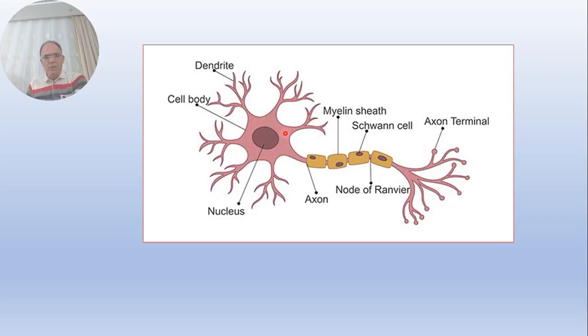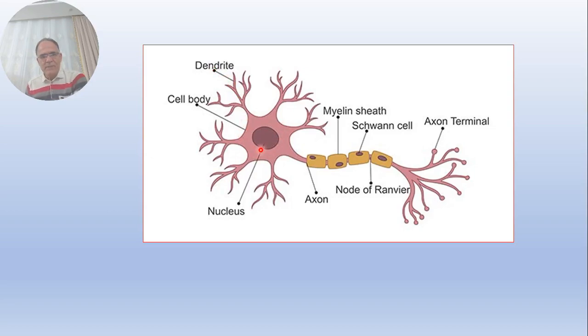From the cell body, or soma, originate two types of extensions. One of them is called a dendrite. Dendrites are usually short and branched extensions. Dendrites receive impulses from other cells and send them to the cell body.